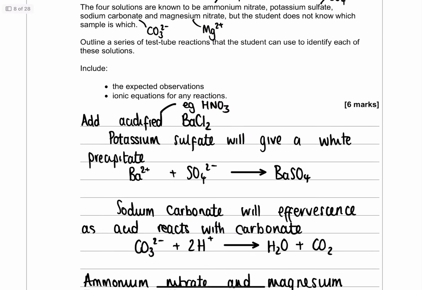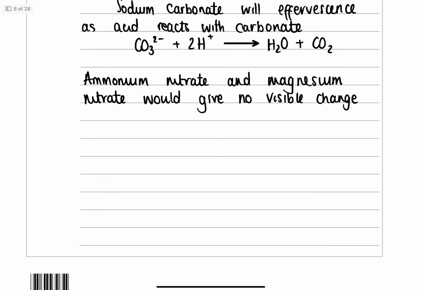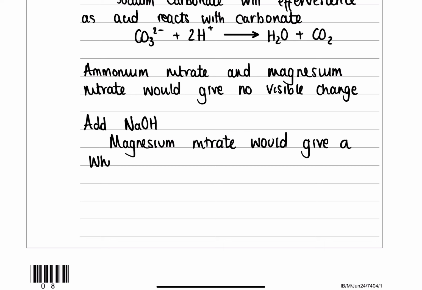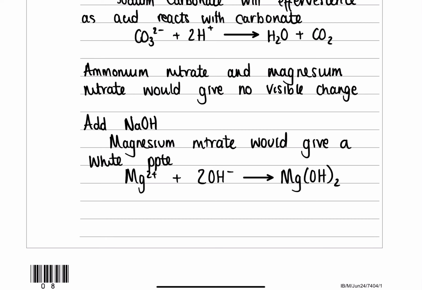Okay, so now we're going to try and identify one of these 2. So we're going to add NaOH to both, and what we would see is that magnesium nitrate would give a white precipitate. That's because the magnesium ions, 2 plus, and hydroxide ions are only 1 minus, so we need 2 of them, are going to react together to give magnesium hydroxide, a white precipitate.